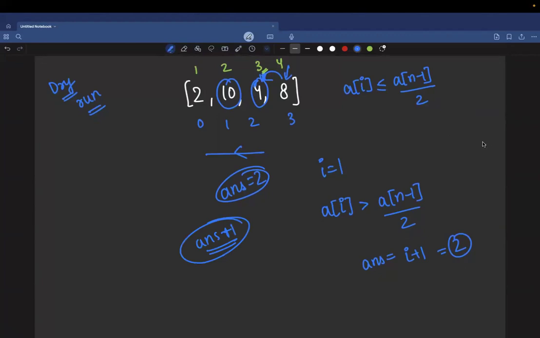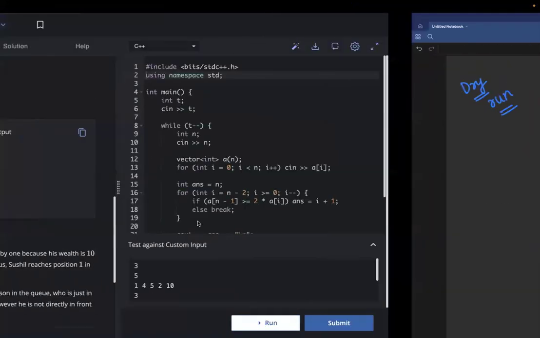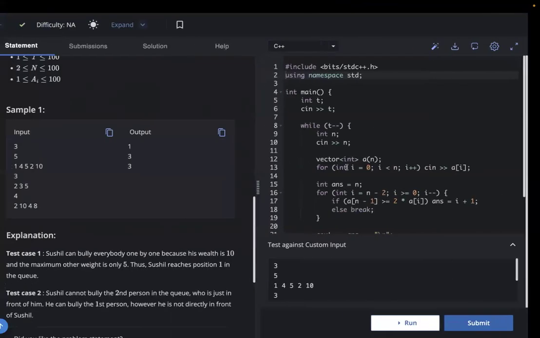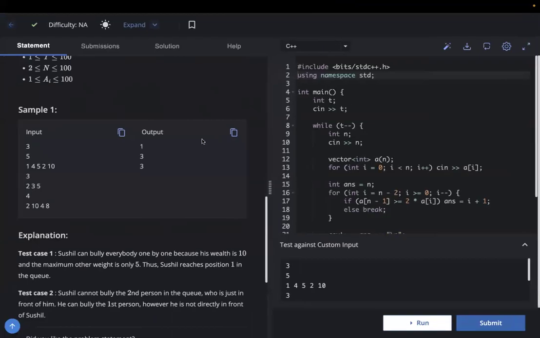So yes or no, guys? Does anybody feel it confusing? If you feel it confusing, then feel free to ask. Okay, if it is clear, then let's go to the code part.